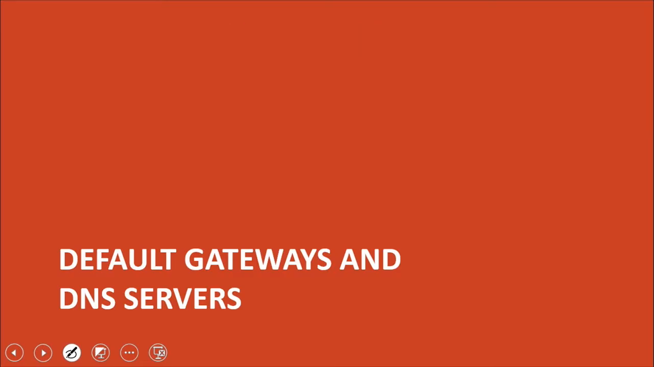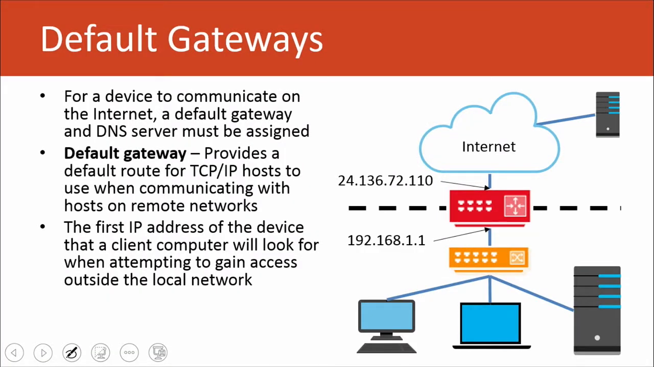Okay, so let's talk about default gateways and DNS servers. For a device to be able to access the internet, if you're on your computer right now, it has to have a default gateway, and you also probably will need a DNS server unless you are really good at remembering and recalling IP addresses. Default gateways provide default routes for TCP/IP hosts, our computers and devices, to use when communicating with hosts across the internet. So anytime you send a text message, the default gateway is probably being used.